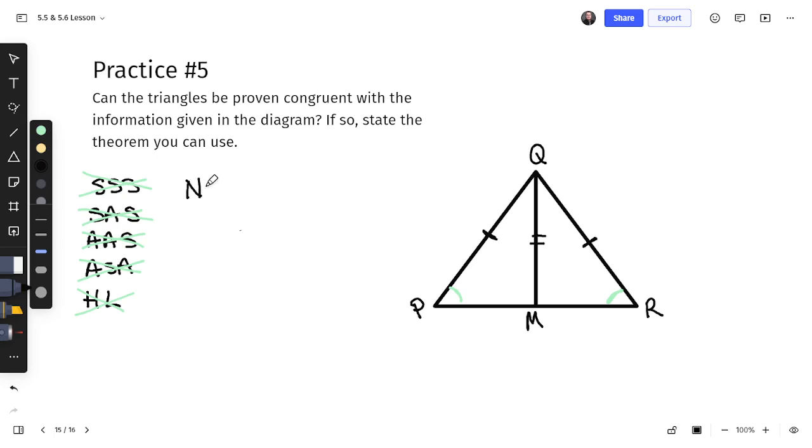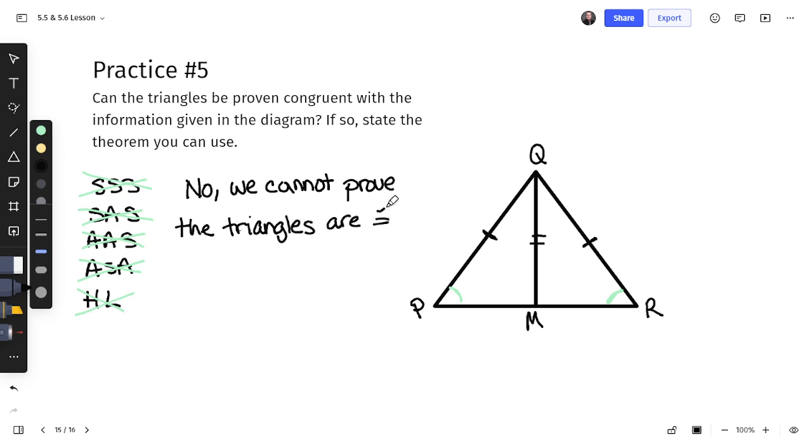So no, we cannot prove the triangles are congruent using the given information. We would have to know some other piece of information about these triangles to conclusively say that those two triangles are congruent, and we don't have that.